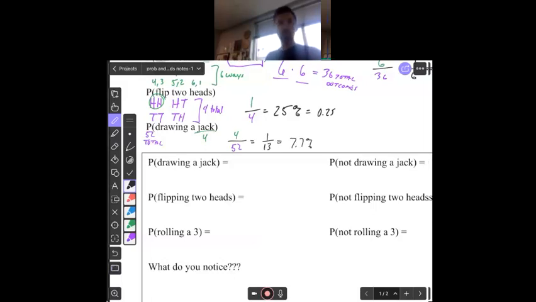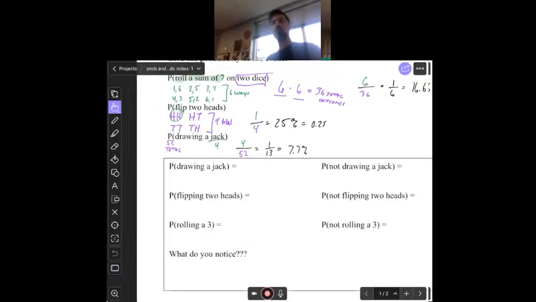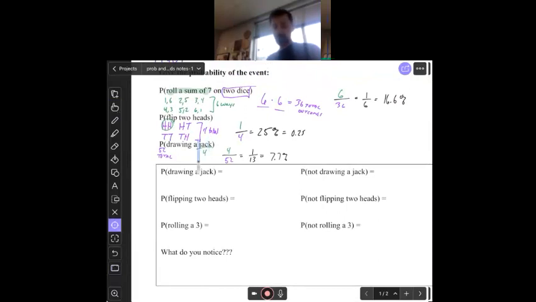Which is it? Is it rounding? Round up or round down? Okay, yeah, all right. So understanding the ways to make what you want to happen versus the total ways that things could happen, that's how we talk about probability.